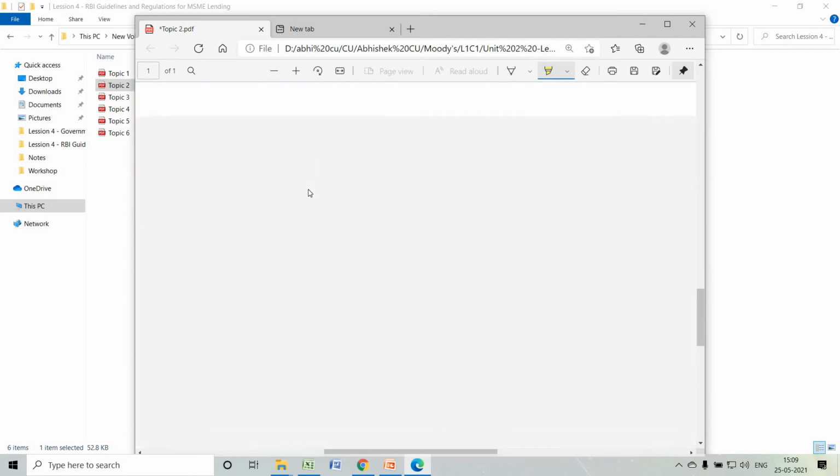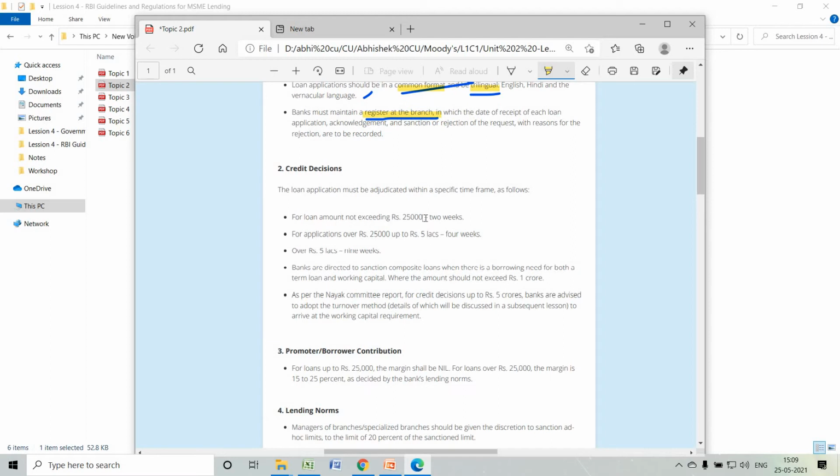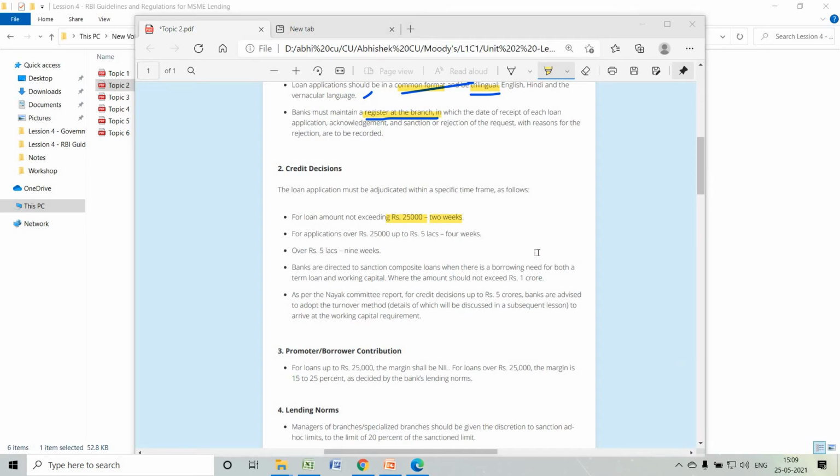Now credit decisions. The loan application must be disposed of within a specific time frame as follows. For a loan amount not exceeding 25,000 rupees, 2 weeks. So not more than 2 weeks should be taken. Within 2 weeks the bank should at least tell the customer whether it has been accepted or rejected. From 25,000 to 5 lakhs it is 4 weeks, 1 month. And over 5 lakhs it is 9 weeks. So 2 weeks, 4 weeks and 9 weeks, right? Below 25,000 it is 2 weeks, 25,000 to 5 lakhs it's 4 weeks, and over 5 lakh it's 9 weeks.